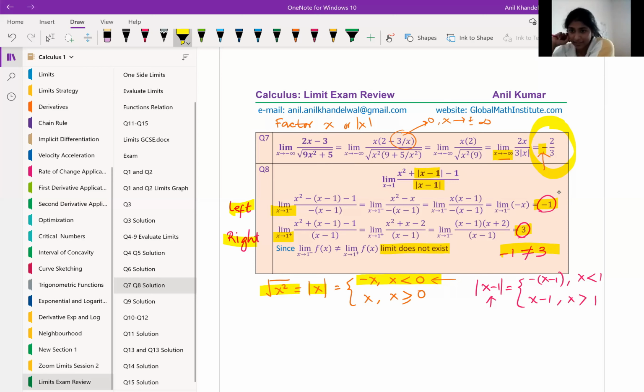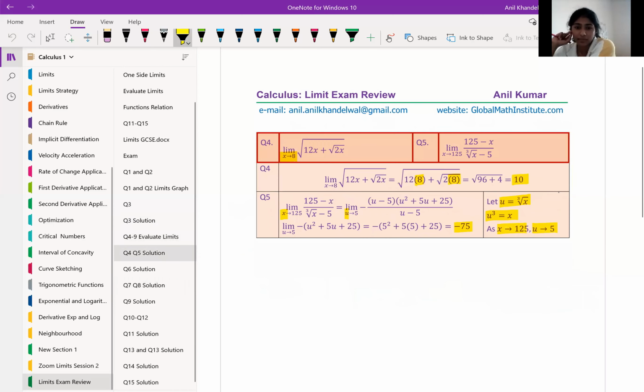See, Amy, how similar our thinking is. You are solving the questions exactly the way I have solved them. I did exactly the same steps, not only here but even in the previous questions. Question number 4, you substituted x as 8 and got square root of 100, and the answer was 10. Perfectly fine. Question number 5, you did the substitution u equals cube root of x, so u cube is x, then it was difference of cubes, and you got the answer as minus 75.